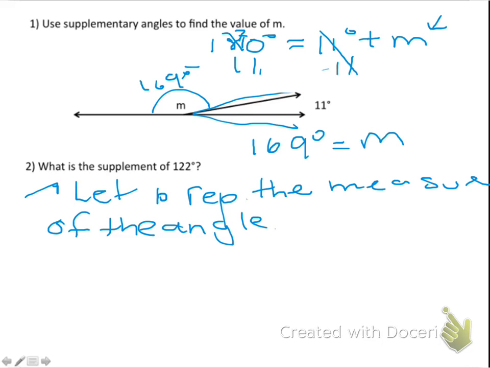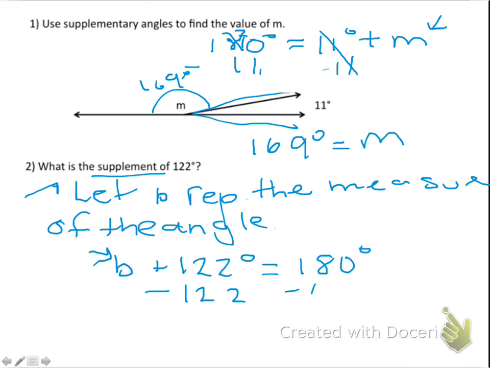Okay. We know that whatever B is plus 122 degrees has to be 180 degrees because they're going to be supplementary angles. Our next step is to get B by itself so we know how big the angle is. To get B by itself, we are going to subtract 122 from both sides. And then we'll have B, because these two cancel out, just B on this side, is equal to 158 degrees.